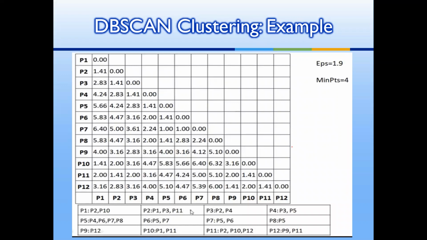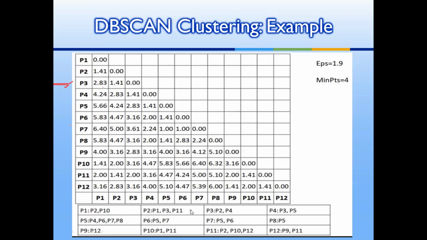The first step is to obtain the distance matrix by using one of the distance measures, either Euclidean distance or Manhattan distance. This is the distance matrix for the given set of 12 data points. For example, the distance between point P1 and P2 is 1.41, and the distance between P1 and P3 is 2.83, and so on. As you know how to calculate this distance matrix, the first step is to calculate it.